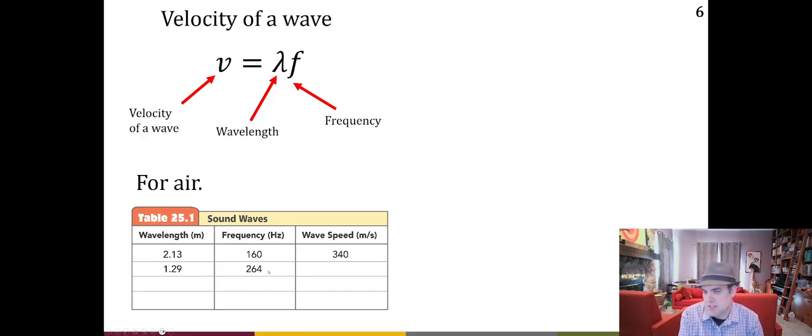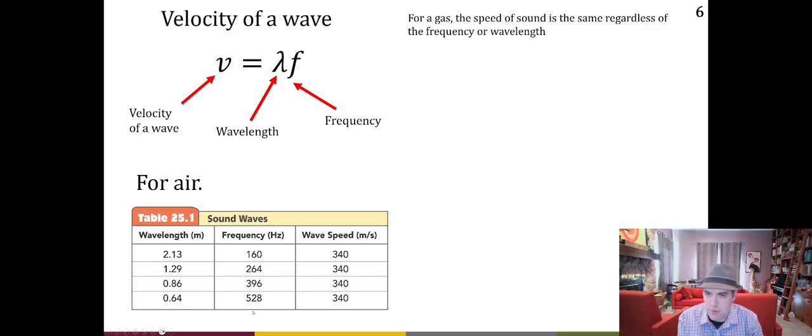Well, let's emit a different sound frequency, 264 hertz. We measure the wavelength of that sound to be 1.29 meters. Multiply those together, and we arrive at 340 also. We do it for a bunch of other frequencies and measure the wavelength, and we also get 340. So what's great about this is, for a gas, the speed of sound is the same regardless of the frequency or the wavelength.